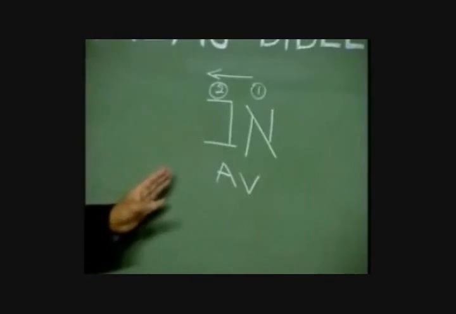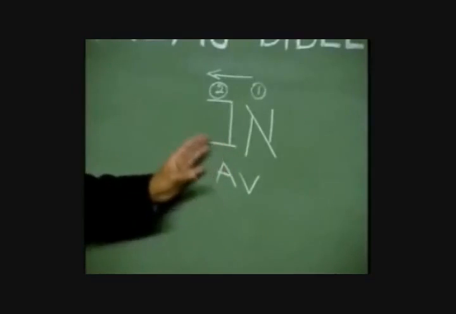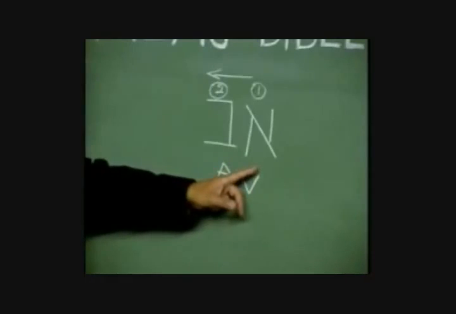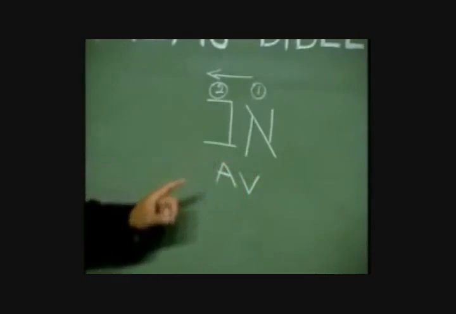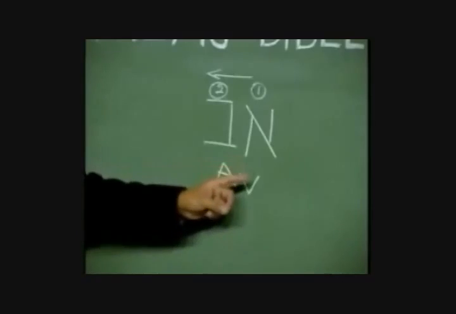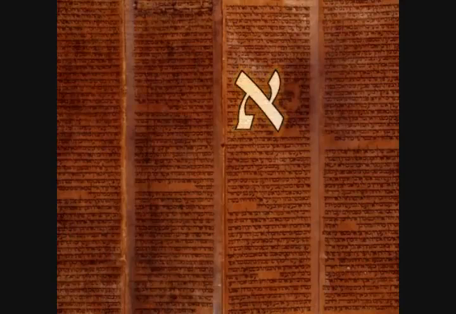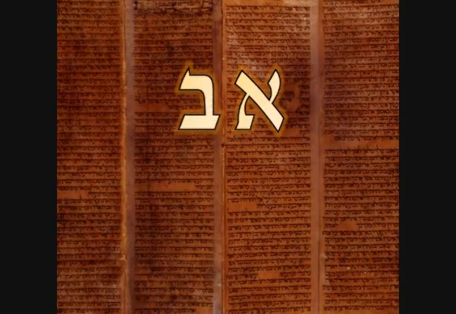pronounced Av. Now, Av, if you read the concepts of the letters, you get Aleph, which is a master, and you get Bet, which is a Bayit or home. So the master of the home. The master of the home in most cultures is a father. So in Hebrew, the formal word for father is Av. The Hebrew word Av is spelled Aleph Bet.